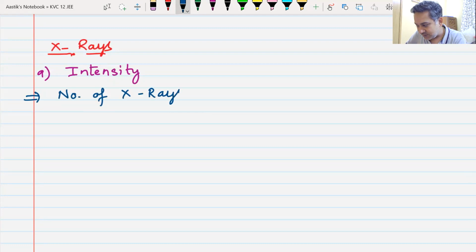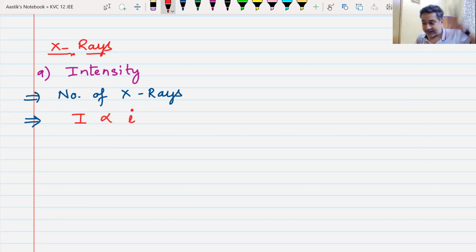How can you increase the number of X-rays? By increasing the number of electrons. So that is controlled by the filament current. So this intensity of X-rays, capital I, is directly proportional to the current, small i. Do you understand this? Capital I stands for intensity, small i stands for the current. The intensity of these X-rays is directly proportional to the filament current. More filament current, more intensity, more number of X-rays, take it.